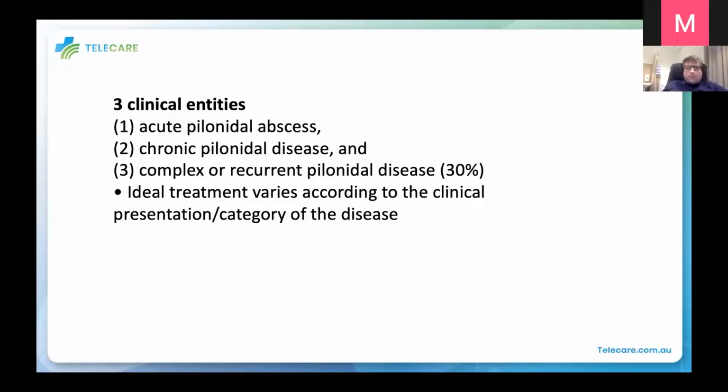Essentially, if patients present clinically with this, they'll have one of three clinical entities. They'll either have an abscess or they'll have chronic disease where there are pits that are producing some degree of symptomatology, be that pain, discomfort, discharge, itching, or they'll have so-called complex or recurrent disease where they'll have had treatment for the above two conditions in the past and the condition's been refractory to that, or there's been recurrence. And that would represent about 30% of the overall cohort of patients.